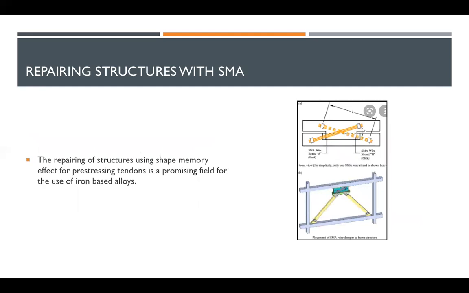The repairing of structures using the shape memory effect for pre-stressing tendons is a promising field for the use of iron-based alloys. These alloys have advantages compared to traditional pre-stressing technologies. For example, there are no friction losses, no anchor heads or torques are required, and no space is necessary for applying the force with a hydraulic device. The reason is that the pre-stressing of the shape memory alloy tendons is not performed mechanically, as in conventional pre-stressing steel, but with heating.